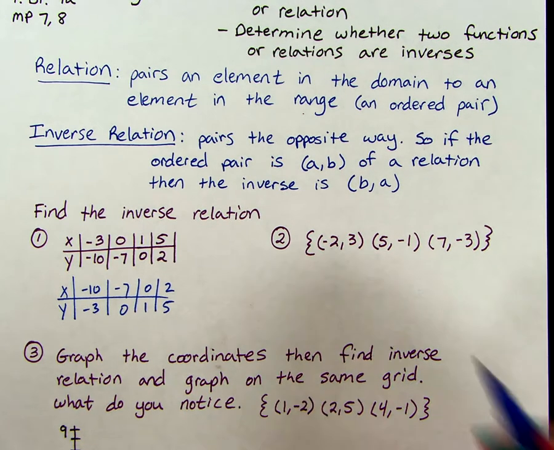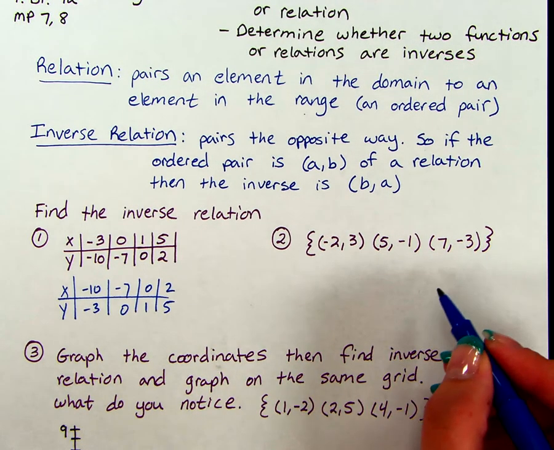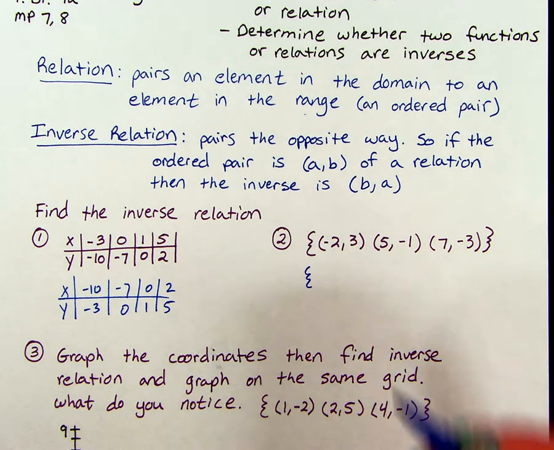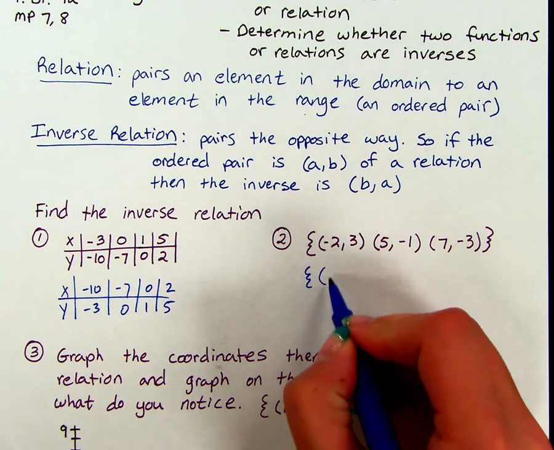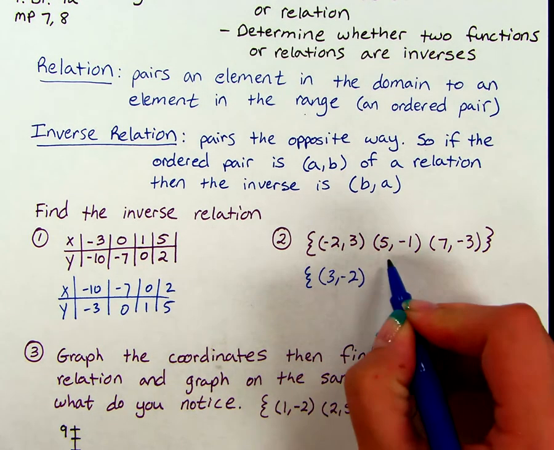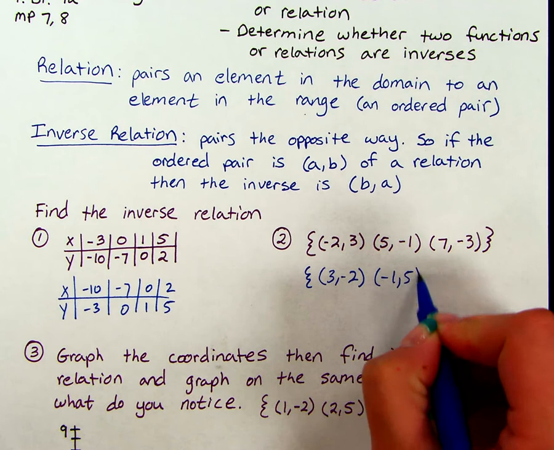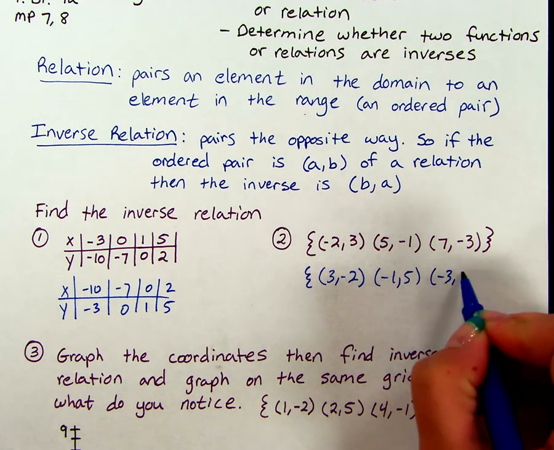And then same thing with problem 2. Again, we are just given a list of points. For my inverse, we're just flipping each point around. So it'd be (3, -2), then (-1, 5), and (-3, 7).